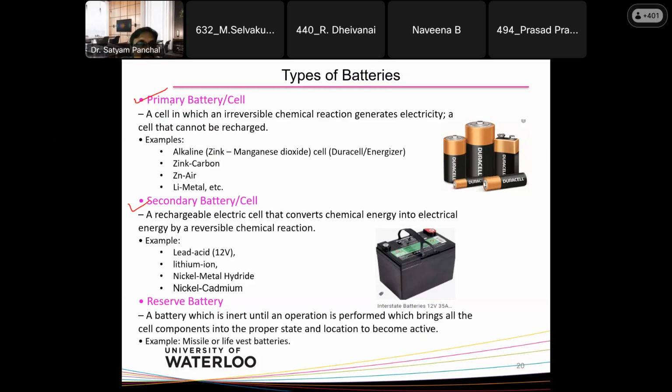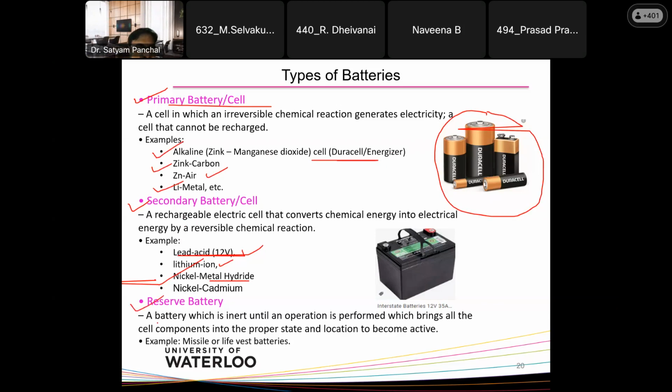Typical examples of primary battery cells you can see over here, like the Duracell or Energizer, alkaline zinc manganese, zinc carbon, lithium metal and zinc air. Typical examples of secondary batteries are the 12 volt lead acid battery, which we use for start and stop of the vehicle. Then the lithium ion battery, where we can charge and discharge a number of cycles. Then nickel metal hydride and nickel cadmium batteries.